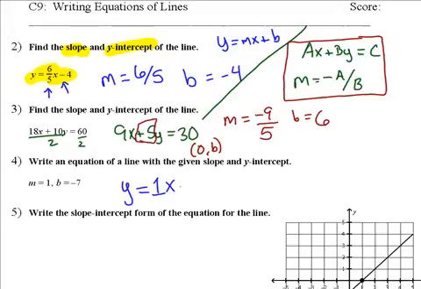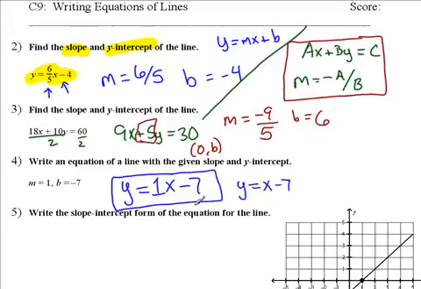Well, b is -7, so I'm going to write a -7. I don't have to write the 1, but since I did, I'll just leave it there. Y equals 1x minus 7. I could just say y equals x minus 7, which is a little bit more of a simplified form. So either one of these would be a great answer for number 4.